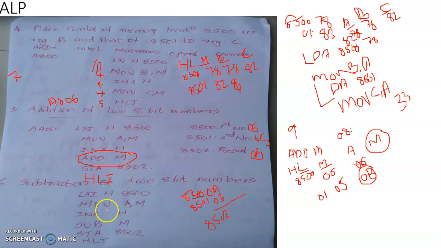Now we will check what happened while this program is being executed. Let's say it's 8500.